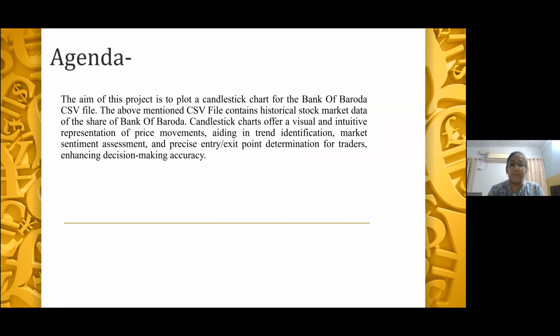So what is the purpose of this project? The aim of this project is to plot a candlestick chart for a Bank of Baroda stock market CSV file. So this mentioned CSV file contains historical stock market data of the share of Bank of Baroda. The candlestick chart offers a visual and intuitive representation of price movements, which helps in trend identification, market sentiment assessment, and very precise entry and exit point determination for traders. For example, it may let the traders know when to enter the particular share or exit the particular share for maximum profit, which enhances their decision-making power and accuracy.